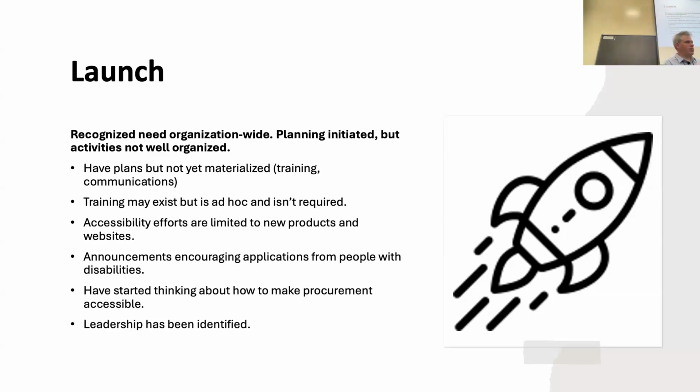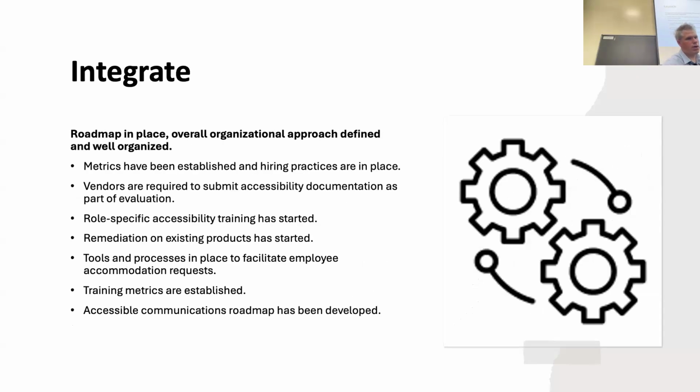Your accessibility efforts are limited to your new products. So maybe you've started to build your processes and you're working on accessibility, but it's just the latest site that is accessible. You've not even considered the possibility of fixing any of your old sites or your old tools that people are using. You're encouraging people with disabilities to apply for jobs. You have started to think about how to make your procurement process accessible, and you have identified leadership who is behind accessibility, which I think is pretty critical to getting this whole thing moving.